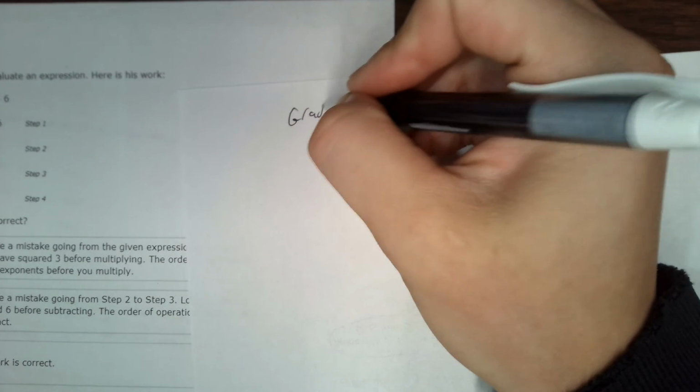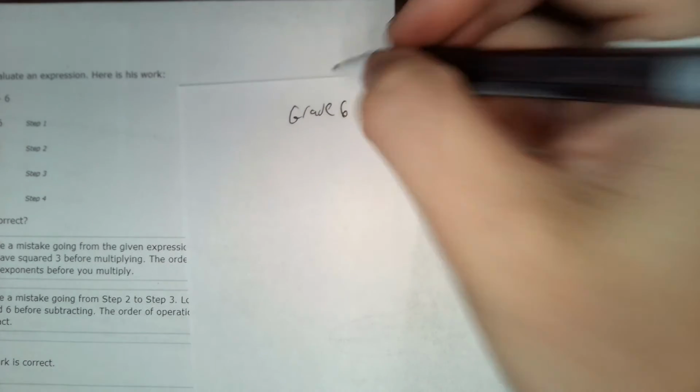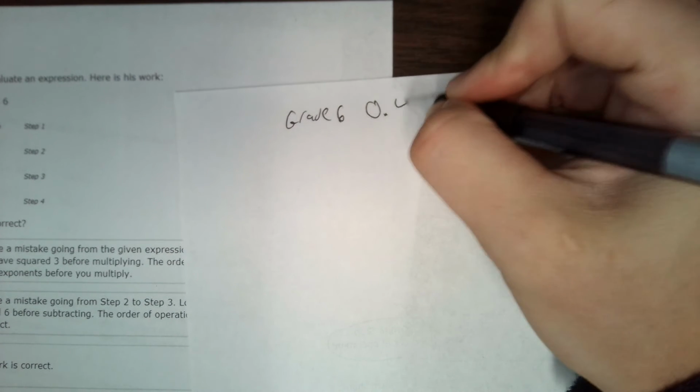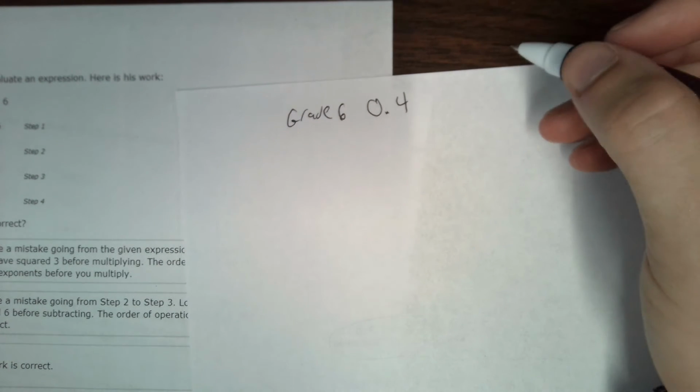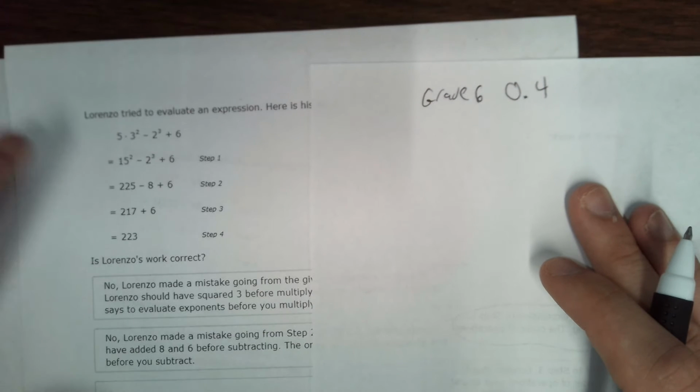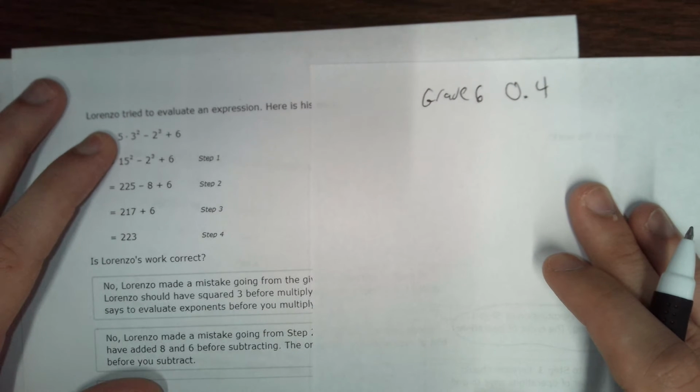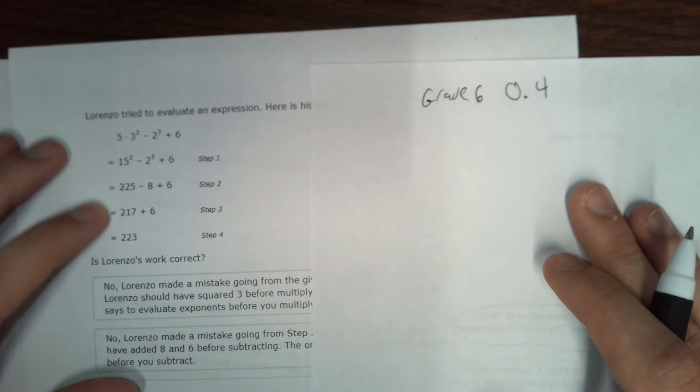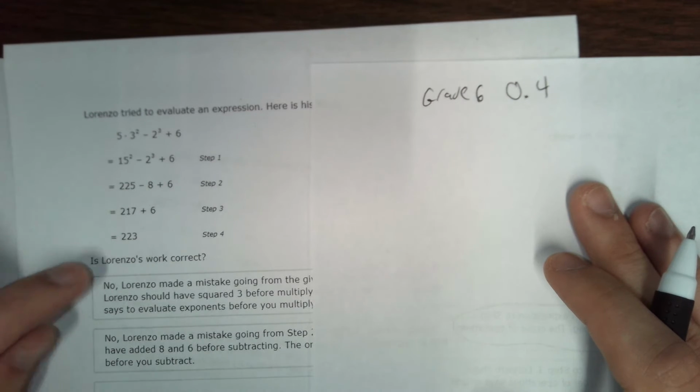Hello everyone. So today we're going to do some IXL. This is going to be under grade 6, 0.4, identify mistakes involving order of operations, which I'll write in the description in Google Classroom. So they're all going to look like this. You're going to have an order of operation problem that is solved a certain way for you, and you've got to figure out if it's correct.